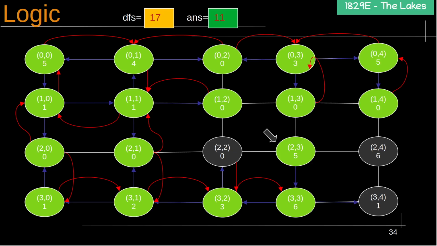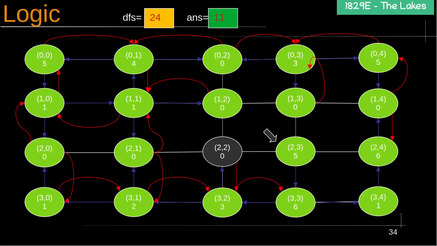We go to 3, 4 at the right. We have 1 there. We add this to DFS and mark it as visited. And from 3, 4, we can go up to 2, 4. We have 6. So we mark it as visited and we add it to DFS. We have 24. From 2, 4, we can go up to 1, 4.